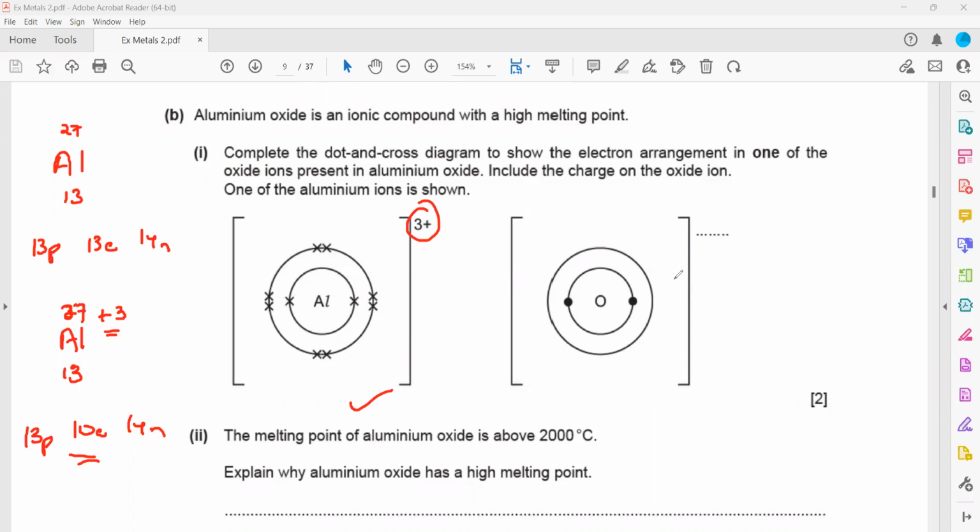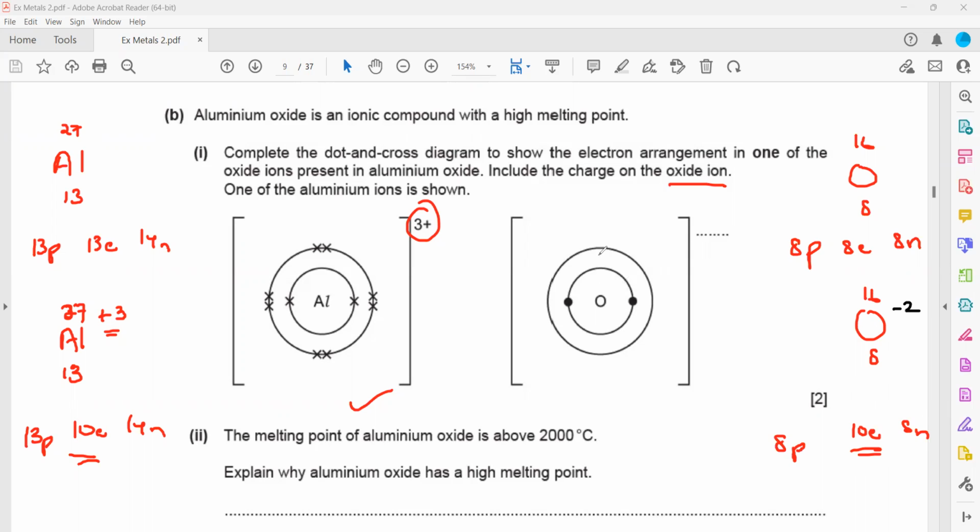Now for the oxygen ion, the oxide ion. When you check the periodic table, oxygen is 8 and 16. It has 8 protons, 8 electrons, and 8 neutrons. But oxygen belongs to group 6. So which ion will it form? -2. If it forms -2, then it has 8 protons and 10 electrons. So we have to arrange the 10 electrons here.